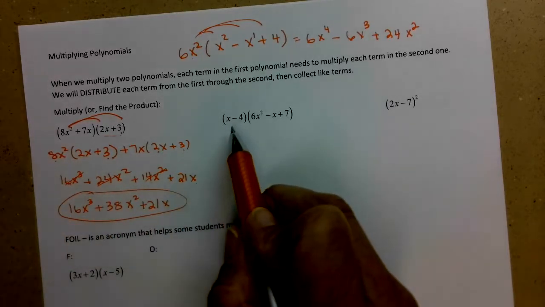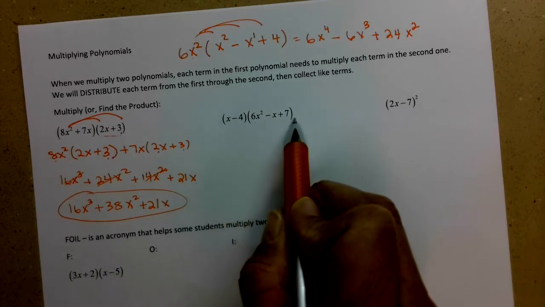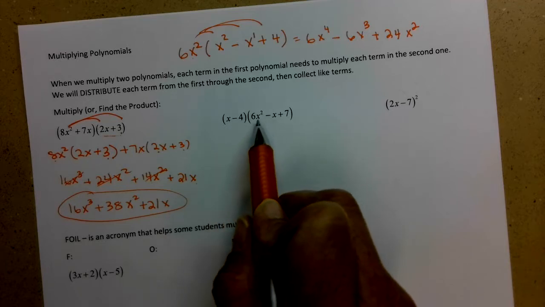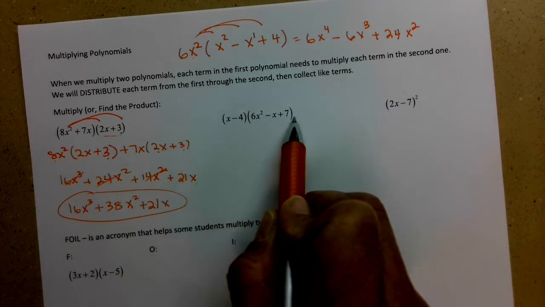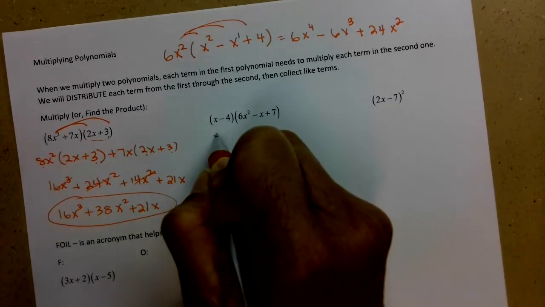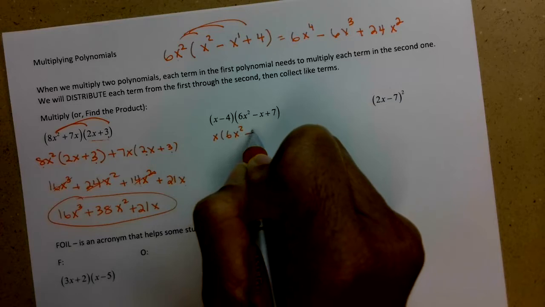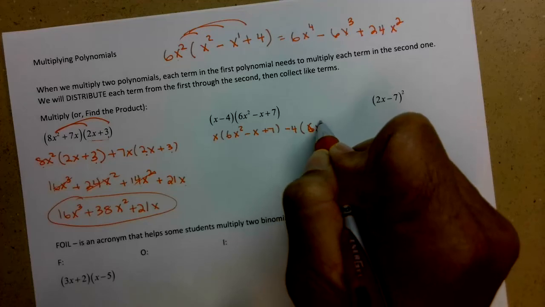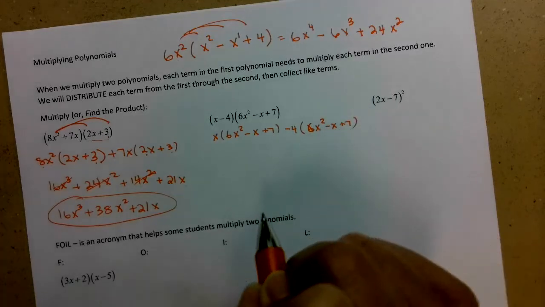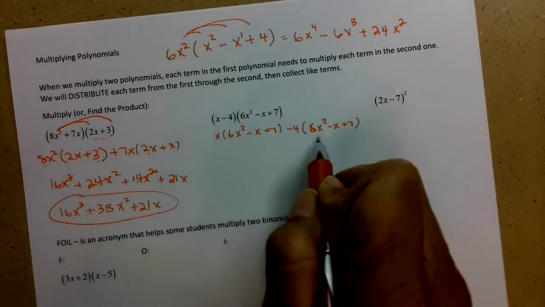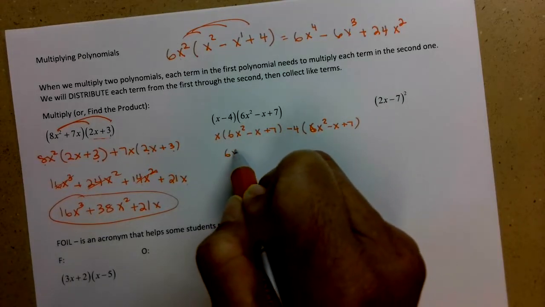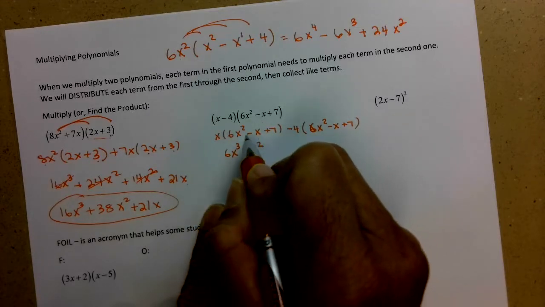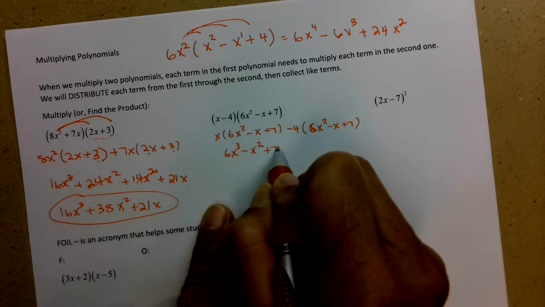Okay. So on our next one, I have a binomial times a trinomial, but it's the same idea. I need the two terms in the x minus 4 each to multiply everything over in the second polynomial. So I need the x to multiply everything, so 6x squared minus x plus 7. And I need the negative 4 to multiply all of those terms. Then we're just going to distribute. So x times 6x squared, 6x cubed, minus x squared, plus 7x.